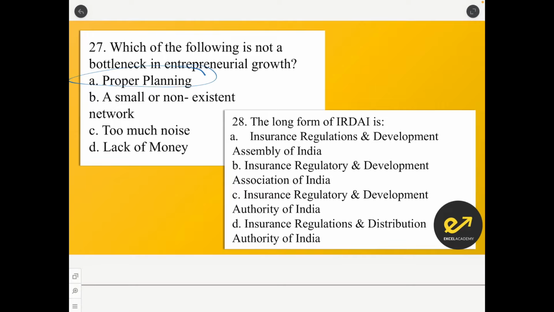The long form of IRDA is Insurance Regulatory Development Authority of India. So it should be option C, Insurance Regulatory and Development Authority of India.